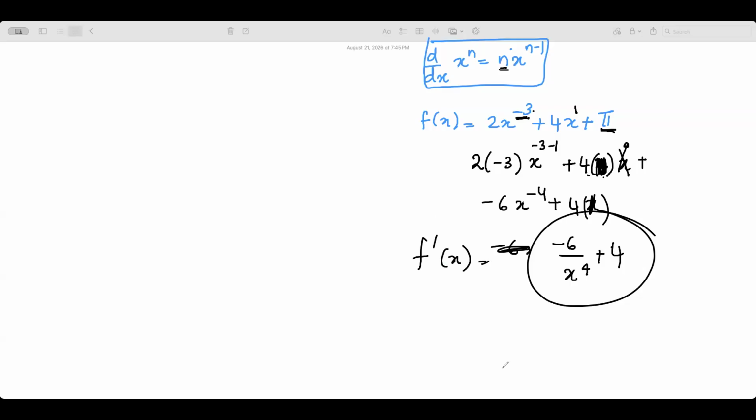Any questions? See guys, when there is a negative power, you need to be very careful. Okay, 2x power of minus 3, the differentiated term becomes minus 6x power of minus 4. So you need to be a little careful. So always n x power of n minus 1. Okay. Dhwani, did you get it?